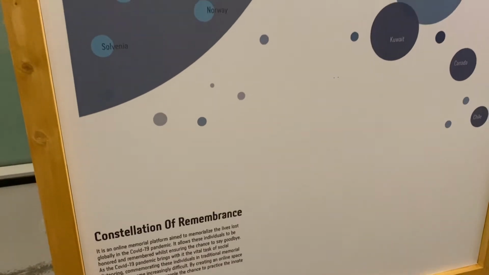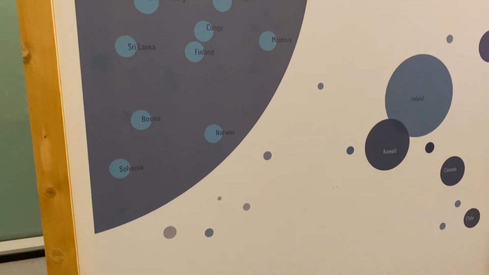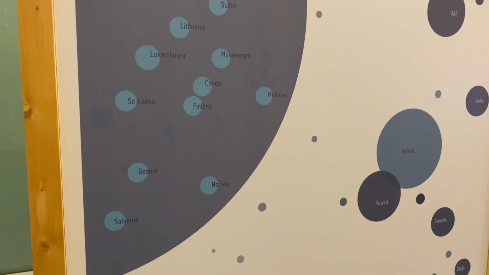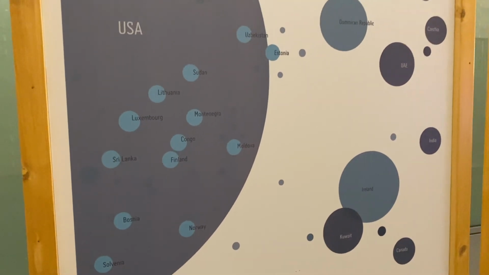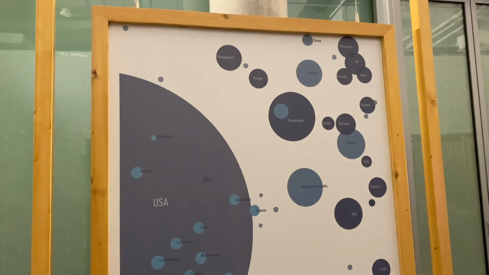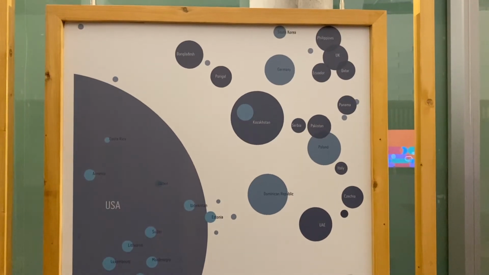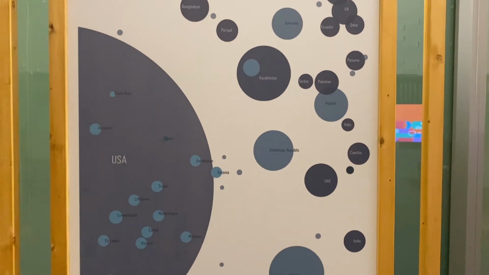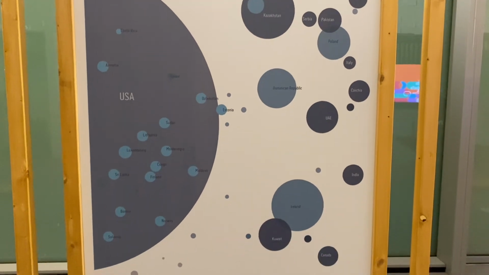Last but not least, let's talk about this project, Constellation of Remembrance, which represents all the passings due to the COVID-19 pandemic. This is a topic that is very close to all of us who've lost family or friends due to this disease. Please take a moment to remember all our loved ones.